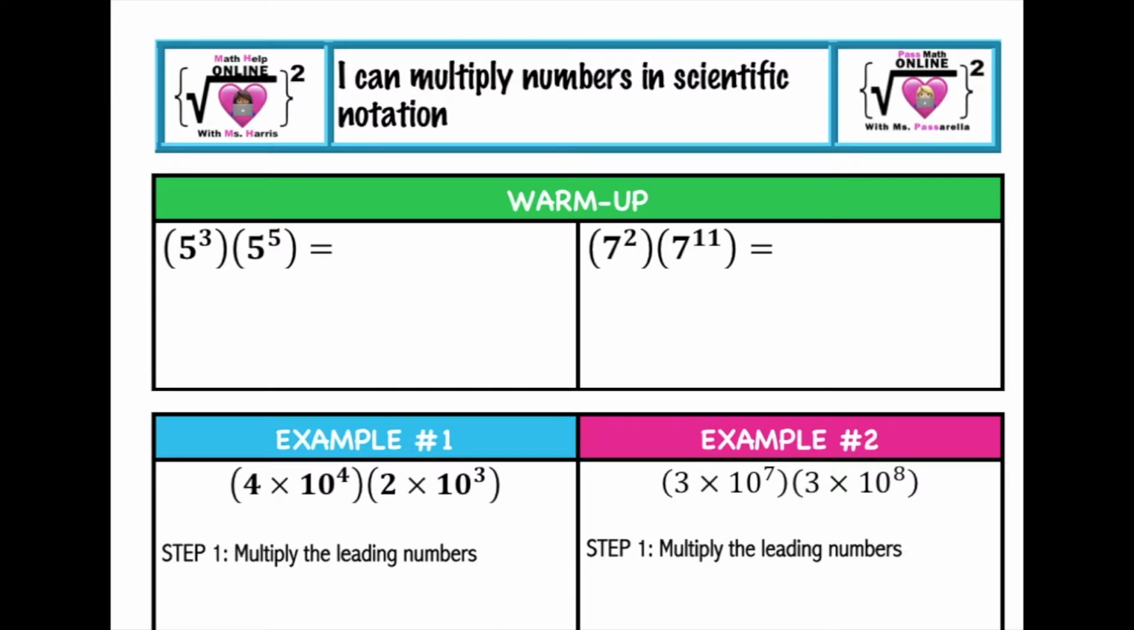So for our first problem in the warm-up, we want to multiply 5 to the third power times 5 to the fifth power. So when we're multiplying exponents that have the same base, we keep the base and we add the exponents. So this is 5 to the third plus fifth power, which simplifies to 5 to the eighth power.